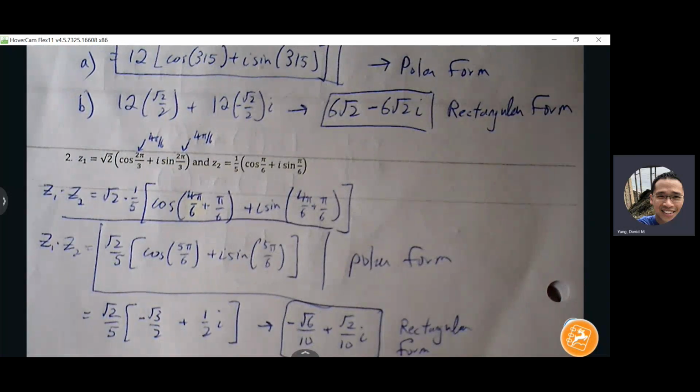Okay, so it's not hard, right? Just have to make sure we are comfortable with unit circle values again.